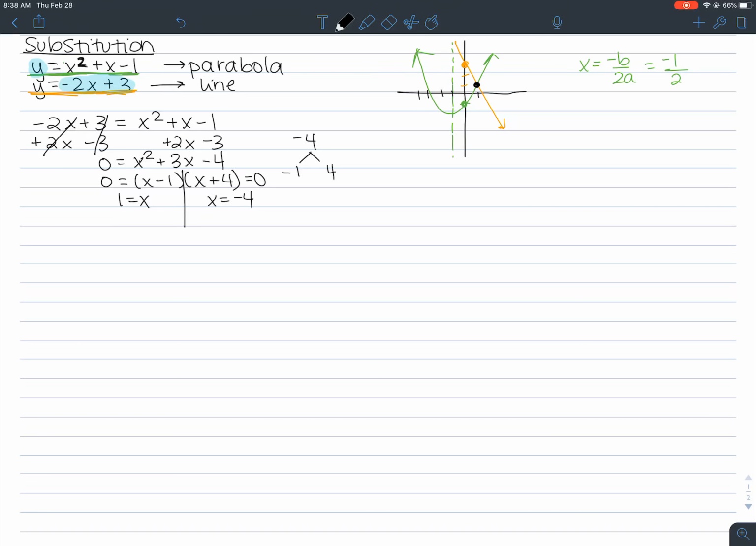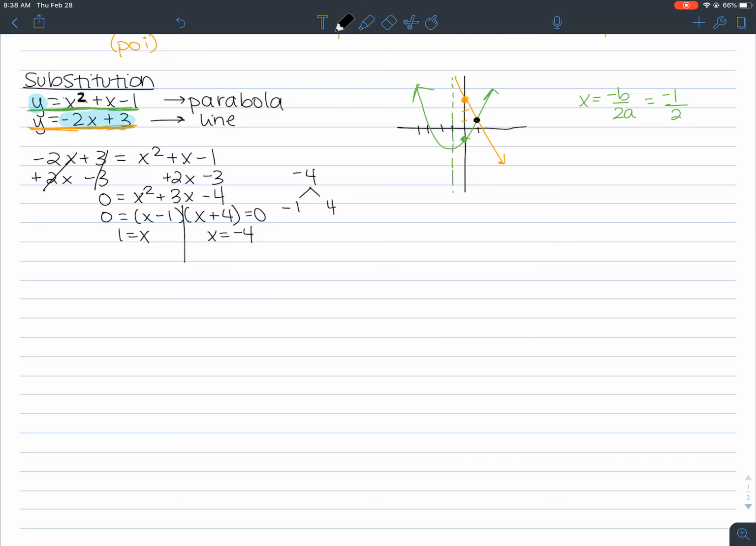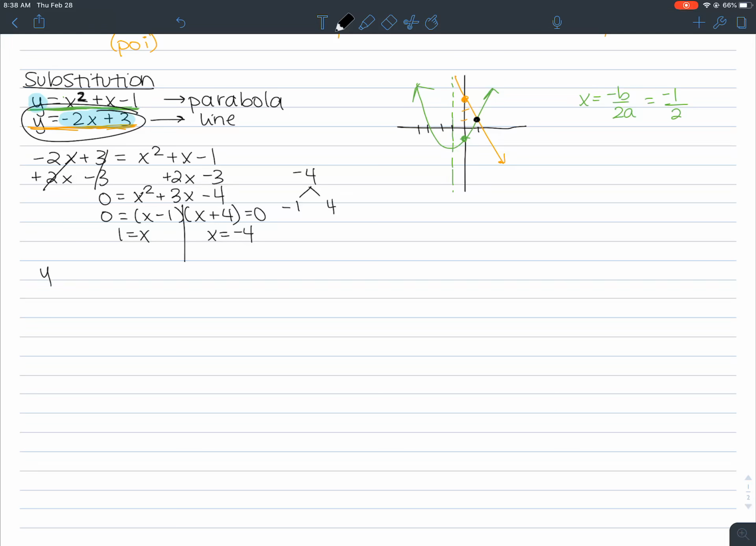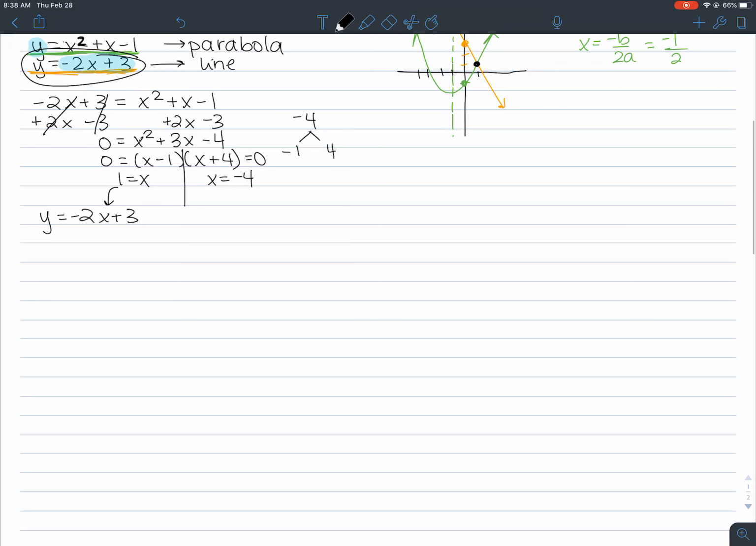So in order to actually solve the rest of it, we need our y values. So I'm going to use this equation right here. y equals negative 2x plus 3. And I'm going to plug in x twice. So we'll start with 1.